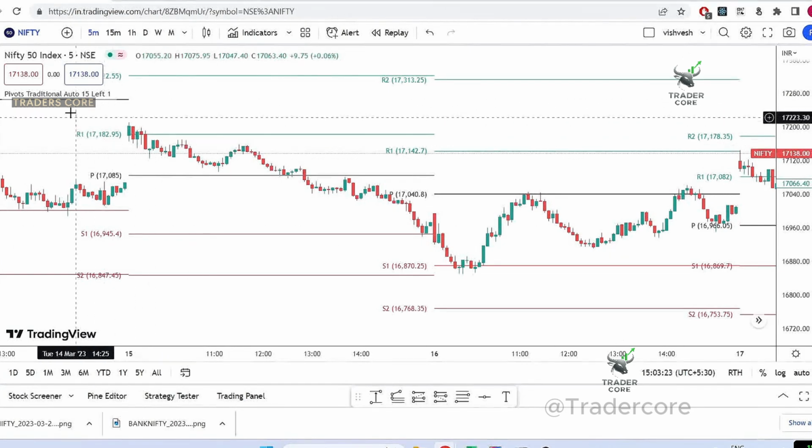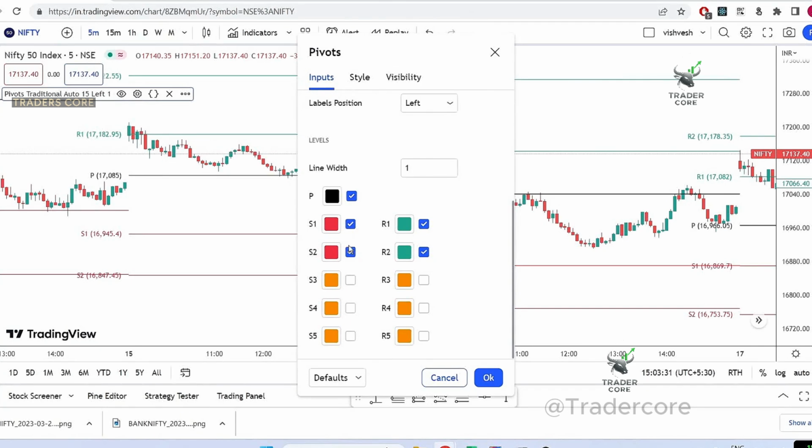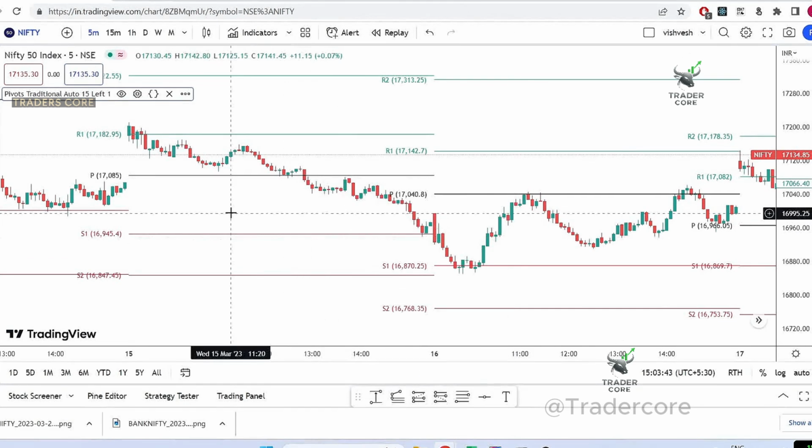So let me first show you the settings. The pivot points are the normal pivot points, so there is no change in the settings. All I've done here is I'm only using S1 and S2 and R1 and R2, and I'm not using the other S3, S4, S5 and R3, R4, R5. I'm only using P, S1, S2 and R1 and R2. Now let's talk about the strategy.